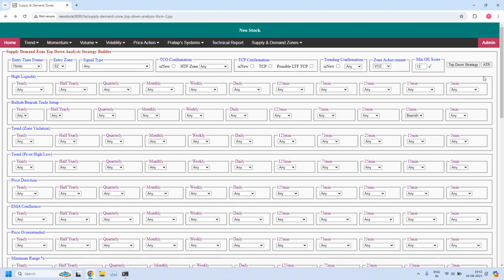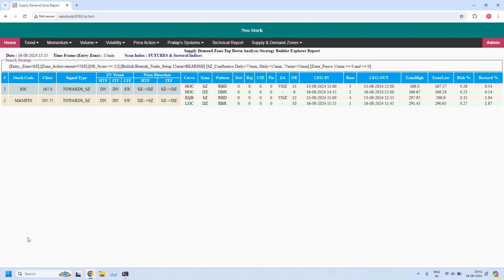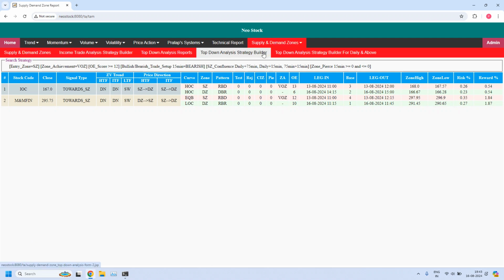confluence. Let's filter the stocks. So 2 stocks are filtered from 5. 2 are supporting even LTF, HTF and ITF confluence. Okay, this is about daily income trade, and the next income trade type is hourly income trade.